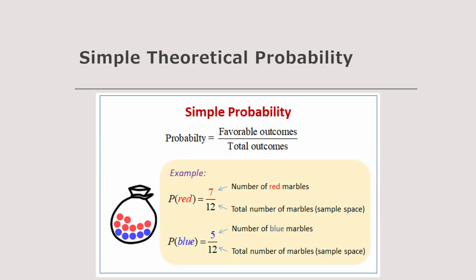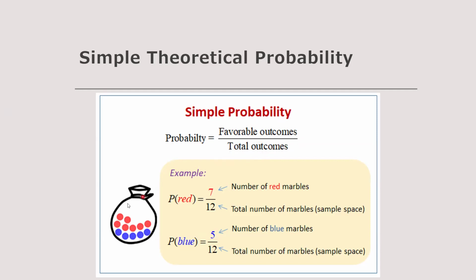The way that you set up your probability fraction, it's always going to be in this format where the numerator is your favorable outcomes. That's kind of another way of saying what you're trying to find the probability of is your numerator. And then your denominator is the total number of outcomes. That is the total number of possibilities that can also be referred to as your sample space.